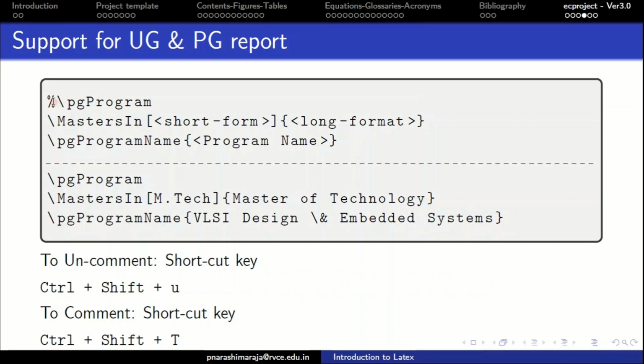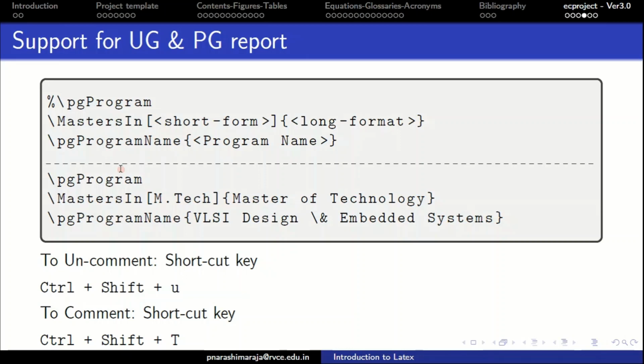If this is uncommented, the report that we generate out of this template would be a PG project report, and in that case one has to define the next two commands, which are the masters in command as well as the PG program name command. The masters in command has two pieces of data to be entered. The first one is the short form and the second one is the long form. As you can see, the short form is always specified within the square brackets, whereas the longest form is specified within the curly braces.